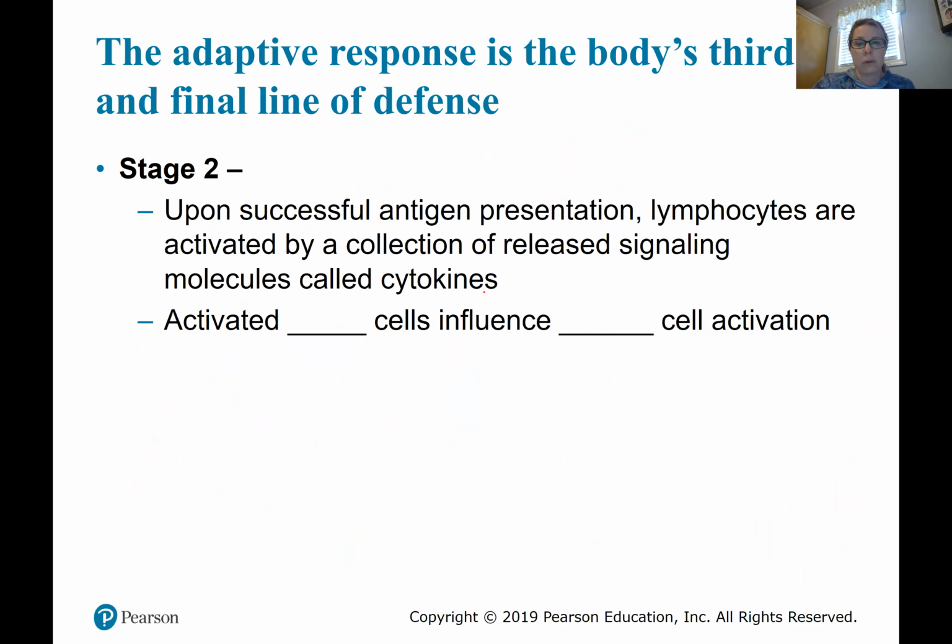Step 2. Once that antigen is presented, the lymphocytes, which again are the T and B cells, are going to become activated by cytokines. Do you remember that term from last time? They're chemical messages. Wow, really terrible to write on the screen.